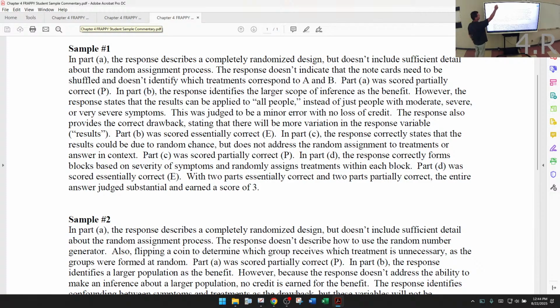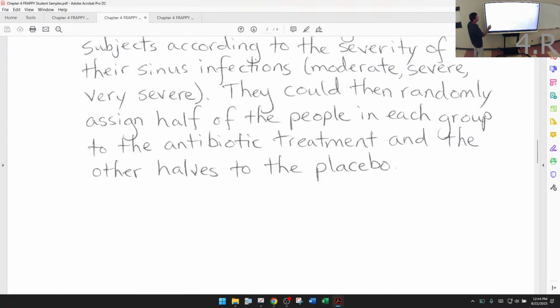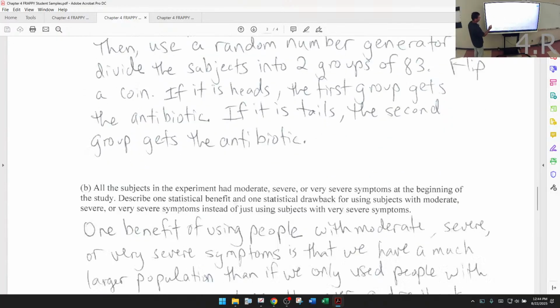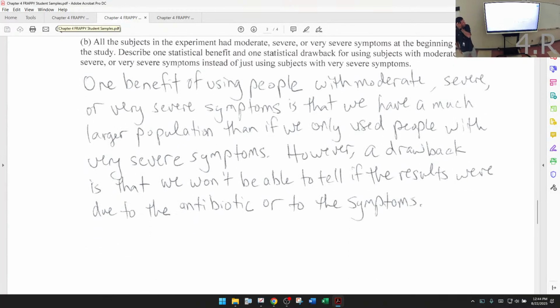Okay? Here's person 2. One benefit of using people with moderate, severe, or very severe symptoms is that we have a much larger population than if we only use people with very severe symptoms. However, a drawback is that we won't be able to tell if the results were due to the antibiotic or to the symptoms.